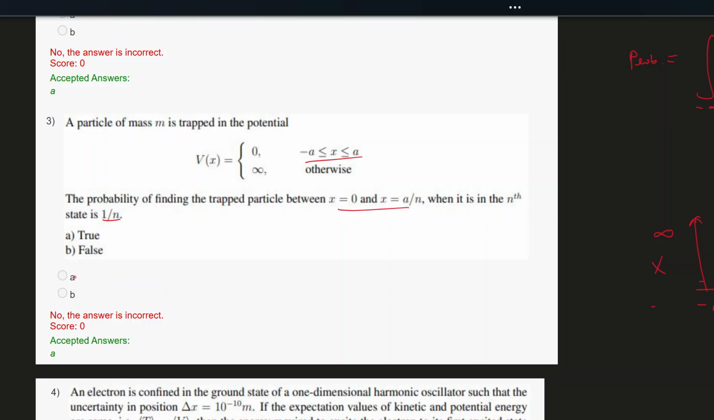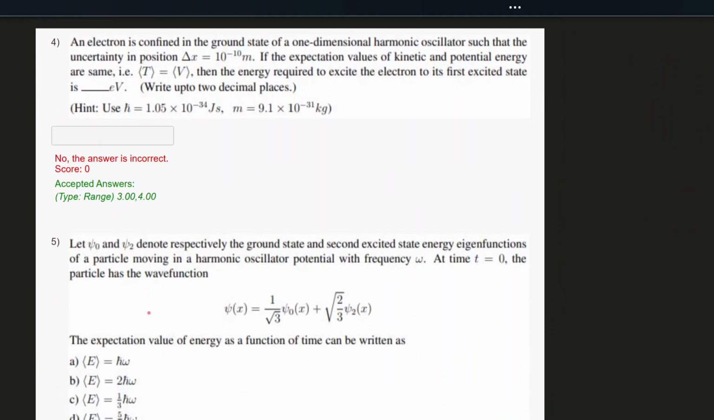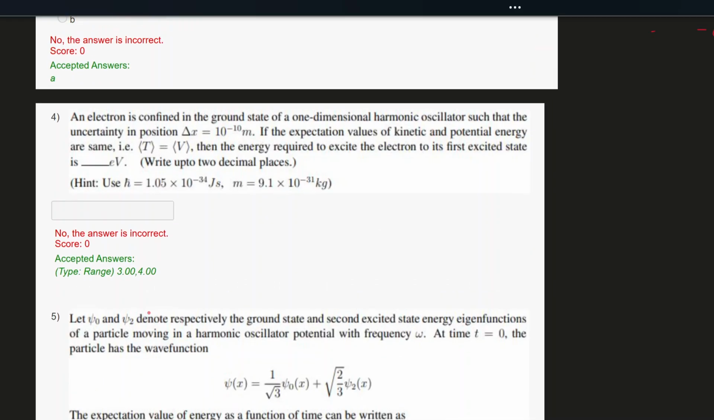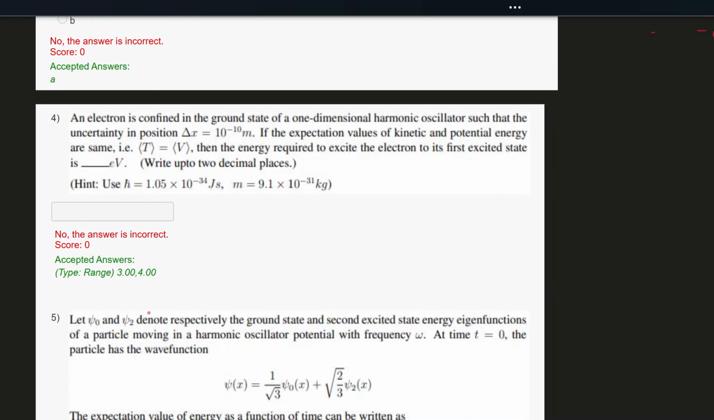Now in this present case, this is false is the answer. Now question number 4: an electron is confined in the ground state of a one-dimensional harmonic oscillator such that the uncertainty of position is delta x, 10 to the power minus 10 meter. If the expectation values of kinetic and potential energy are the same, then the energy required to excite the electron to its first excited state is what amount of electron volt?